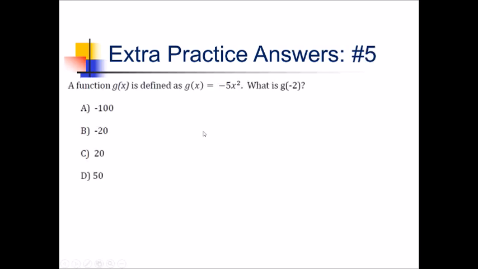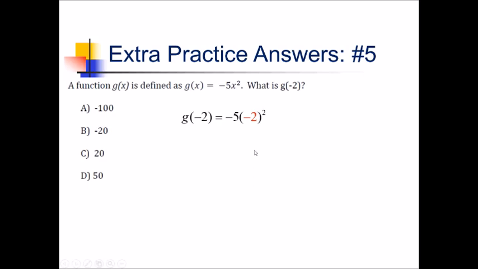On this multiple choice question, we're asking what g of -2 is, given that g of x is -5x squared. So essentially, whenever I see an x in the original function, I need to replace that with a -2. Now I'm going to be careful here and use parentheses around -2 when I do this. So I'm going to have -5 and then parentheses -2 squared.